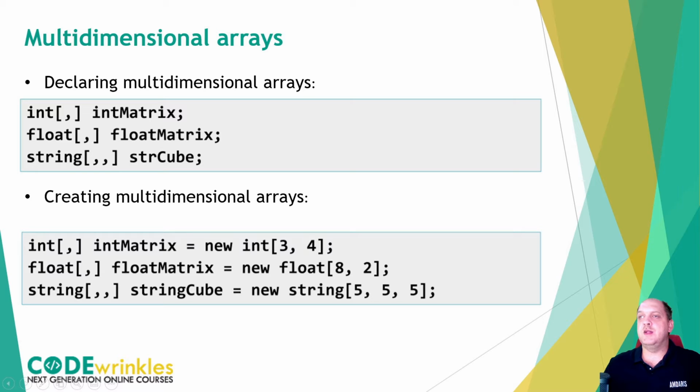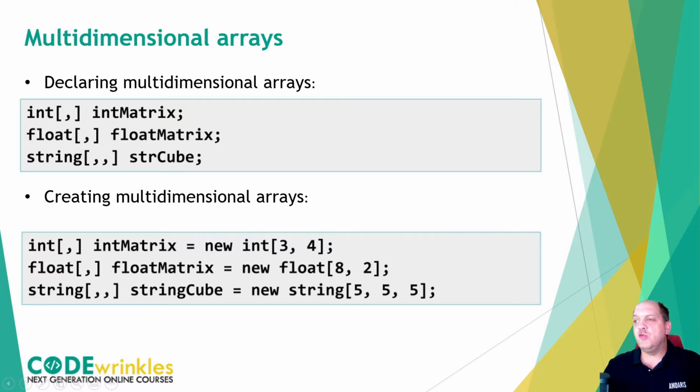And this would be a matrix or a 2D array of integers. This would be a 2D array of floating point numbers. And then here we see that we have two commas. This would mean that we have one dimension before the first comma, one dimension before the second comma, and then a third dimension after it. So in this case, we have a three-dimensional array, which we can also call a cube. And in this case, it is of type string, so all elements in this three-dimensional array should be of type string.